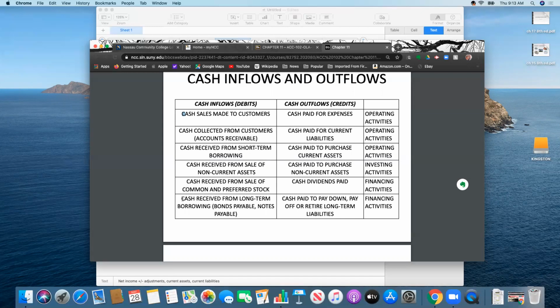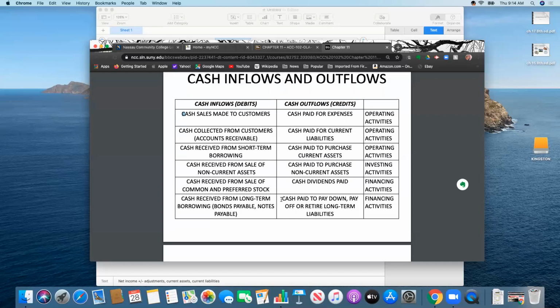So you have cash received from long-term borrowing, bonds payable, notes payable. Long-term liabilities, right? Cash received from long-term borrowing, bonds payable or notes payable: debit cash, credit bonds payable. And what could decrease cash? Cash paid to pay down, pay off, or retire long-term liabilities. Debit bonds payable, credit cash. Debit notes payable, credit cash.